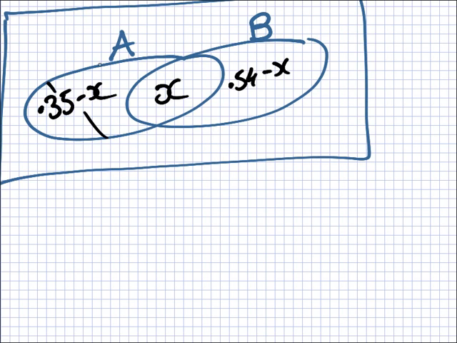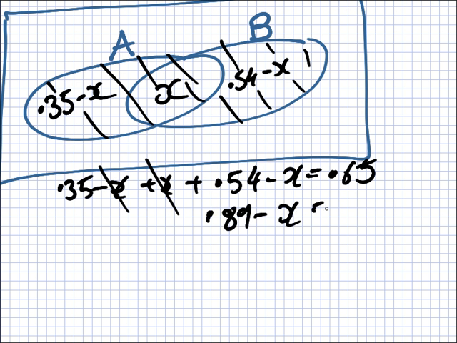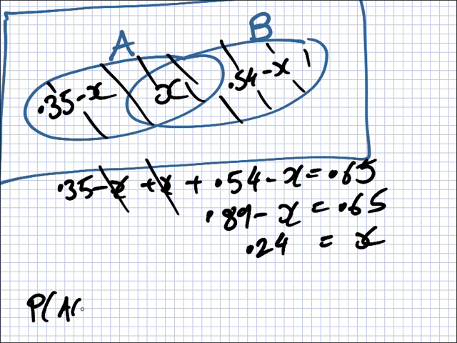So these three add up to 0.65. So 0.35 minus x plus 0.54 minus x equals 0.65. Cancel, cancel. 0.89 minus x equals 0.65. So what does x equal? 0.89, what is it? 0.24. Now we can answer the question, what is the probability of A and B?